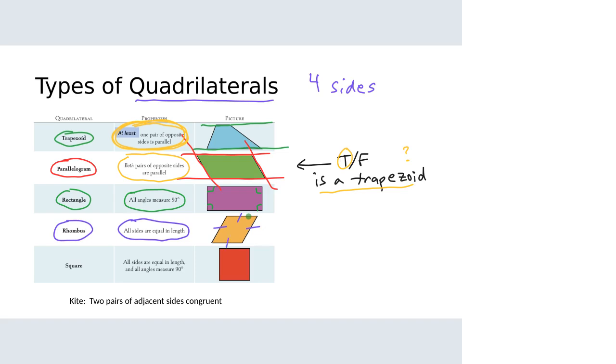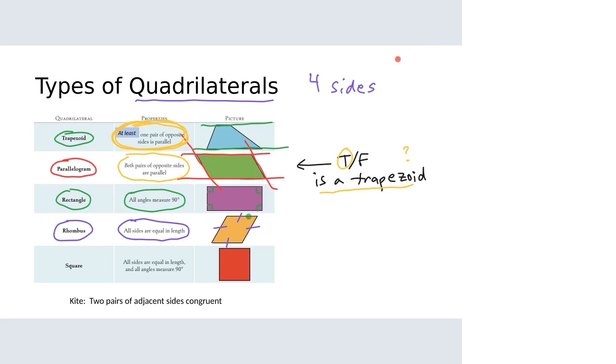Now, if you happen to notice by looking at that rhombus that top and bottom are parallel, left and right are parallel, so it happens to be a parallelogram also. And because it has at least one pair of opposite sides parallel, it's a trapezoid also. So they fit into more than one category a lot of times.